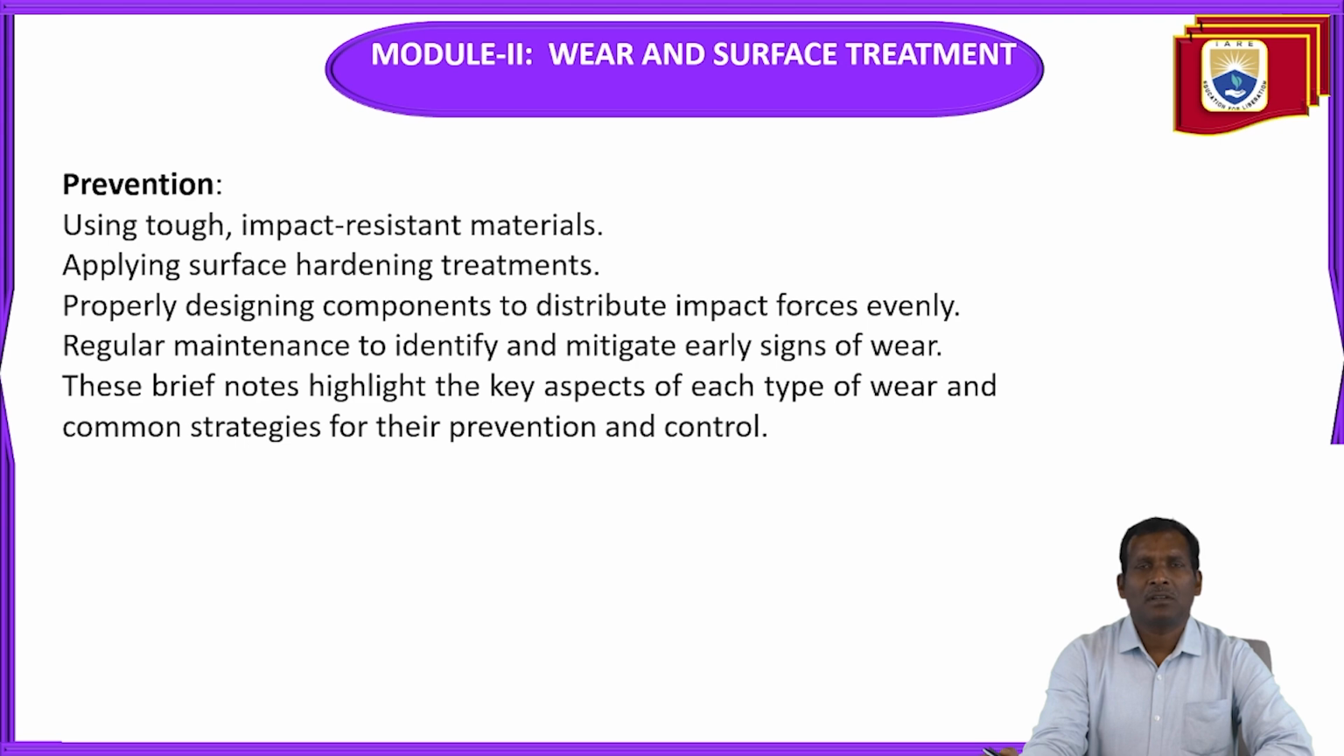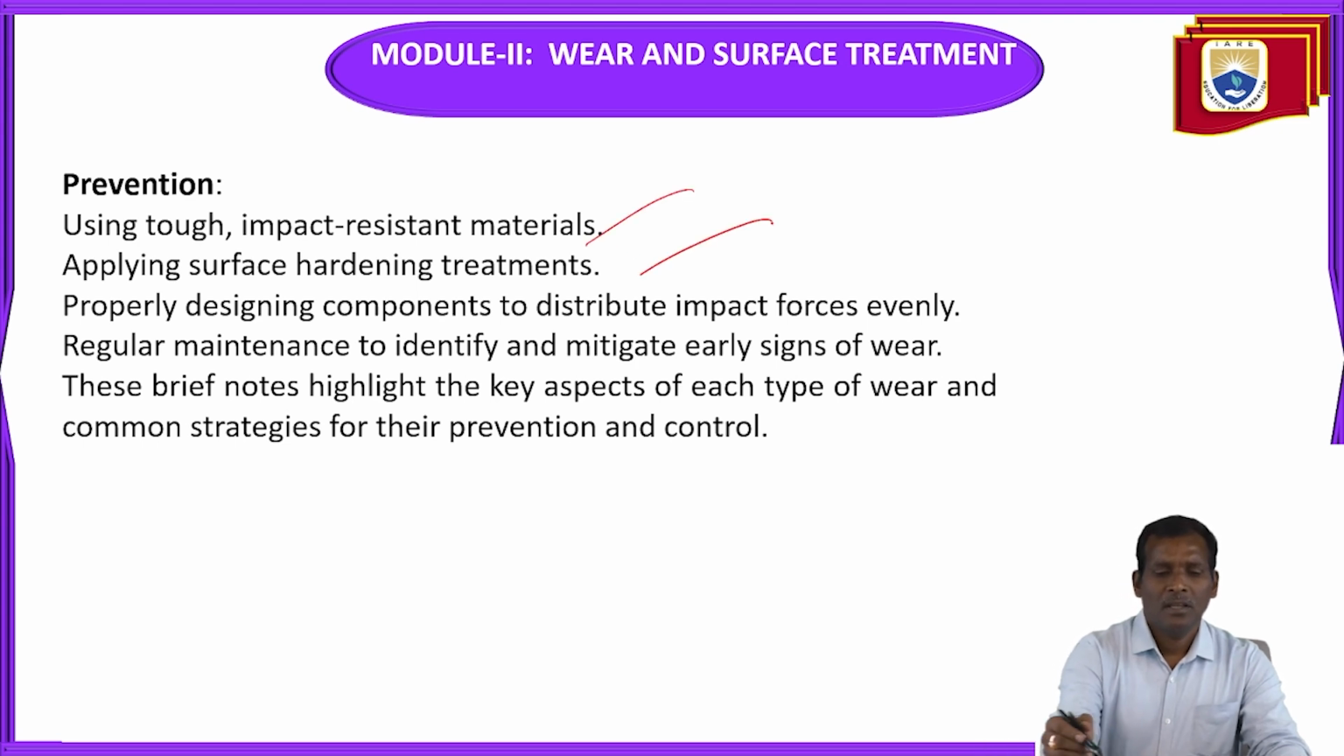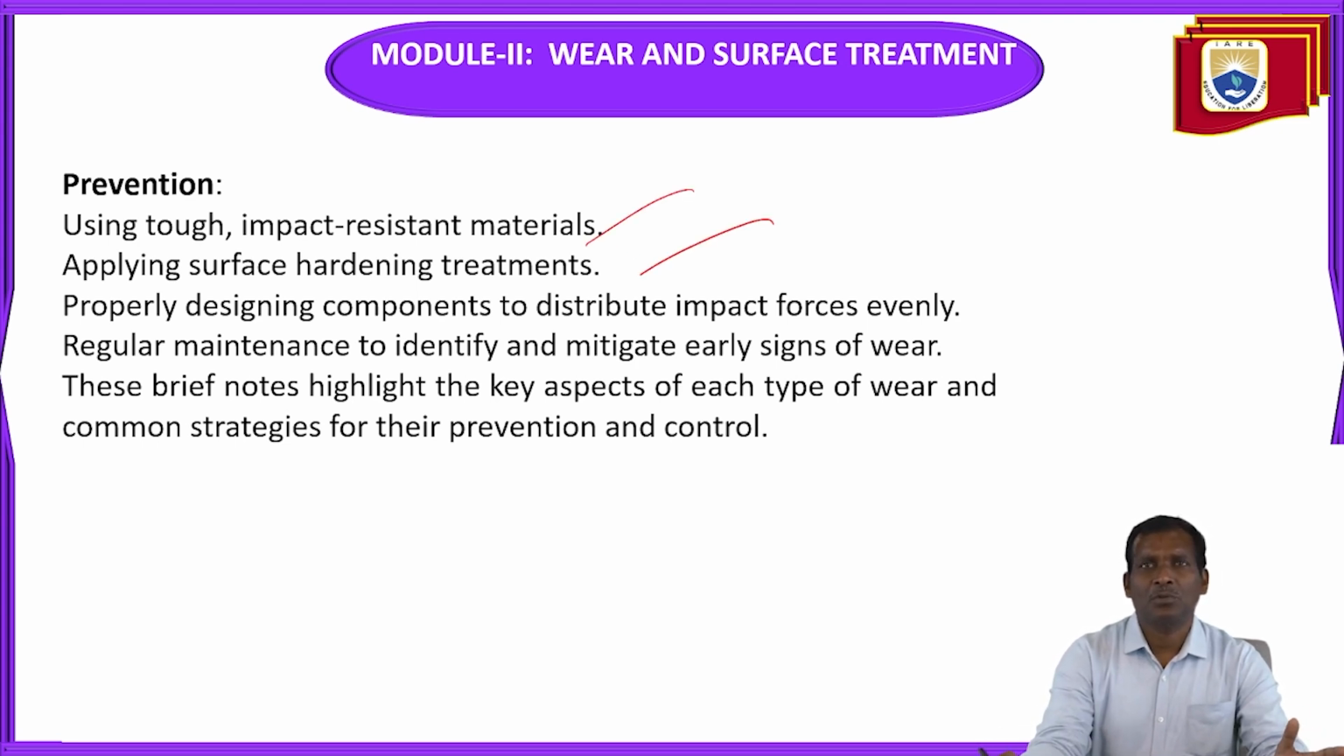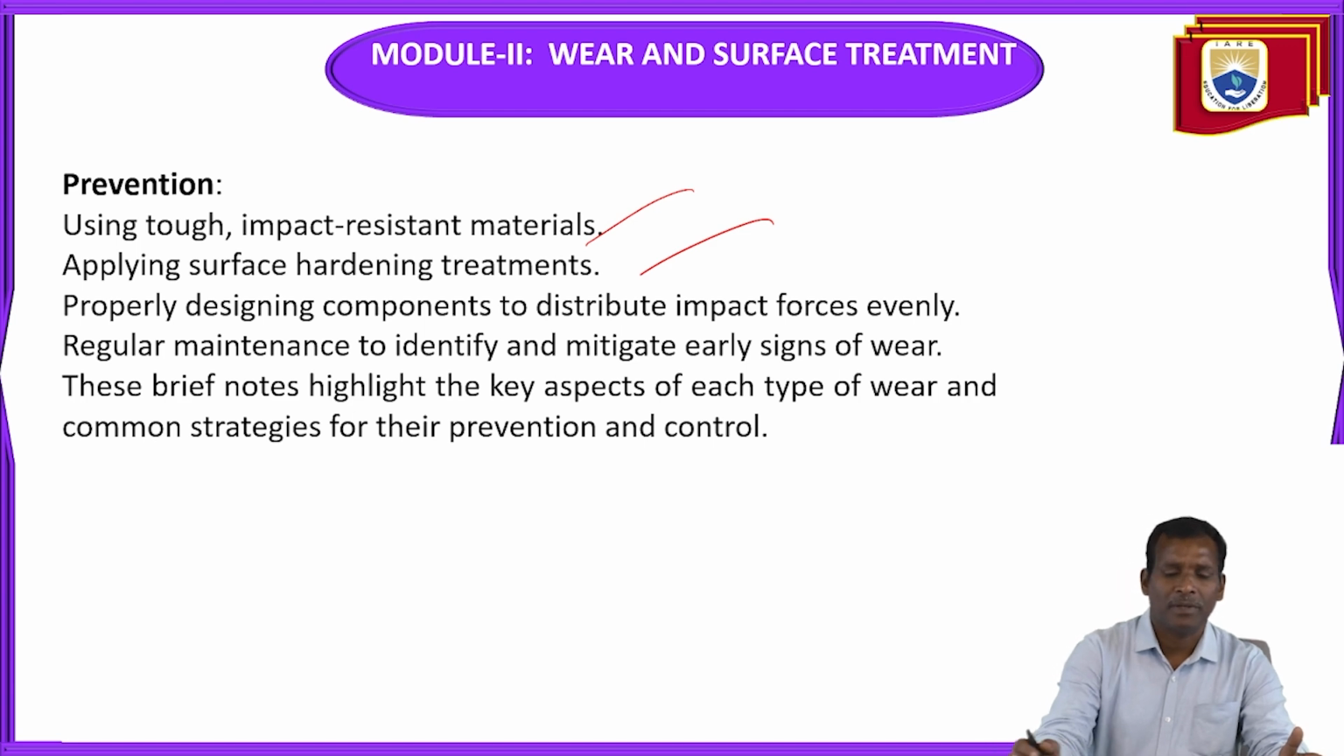Prevention: using tough or impact resistant materials, applying surface hardening treatments, properly designing components to distribute impact forces evenly, and regular maintenance to identify and mitigate early signs of wear. So regular maintenance is required. Already we have covered in the previous slides how to identify and mitigate early signs of wear. These brief notes highlight the key aspects of each type of wear and common strategies for their prevention and control.